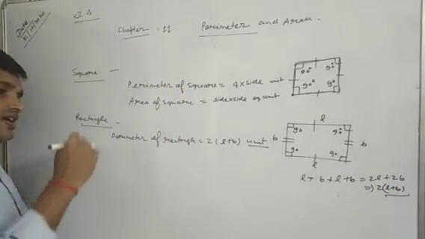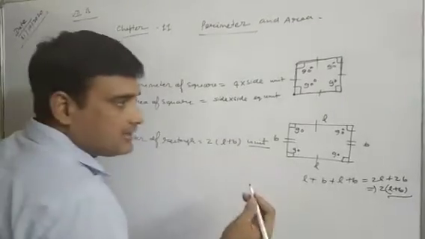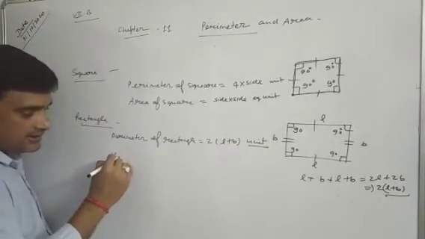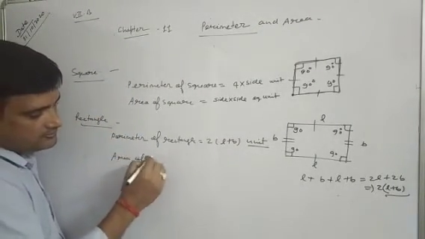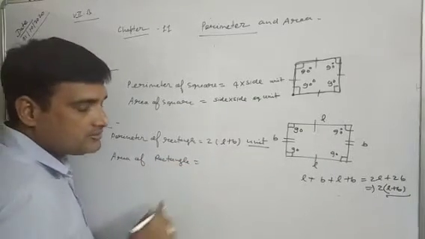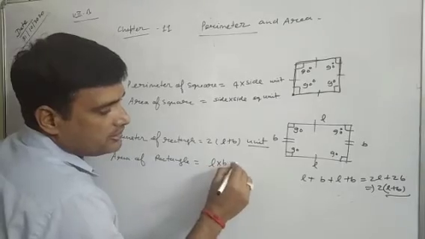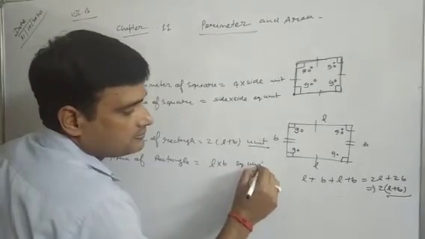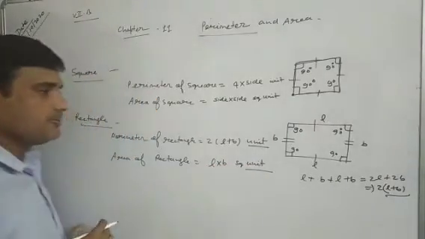Okay. Now area of rectangle is equal to L into B, square unit. L multiplied by B. Okay.